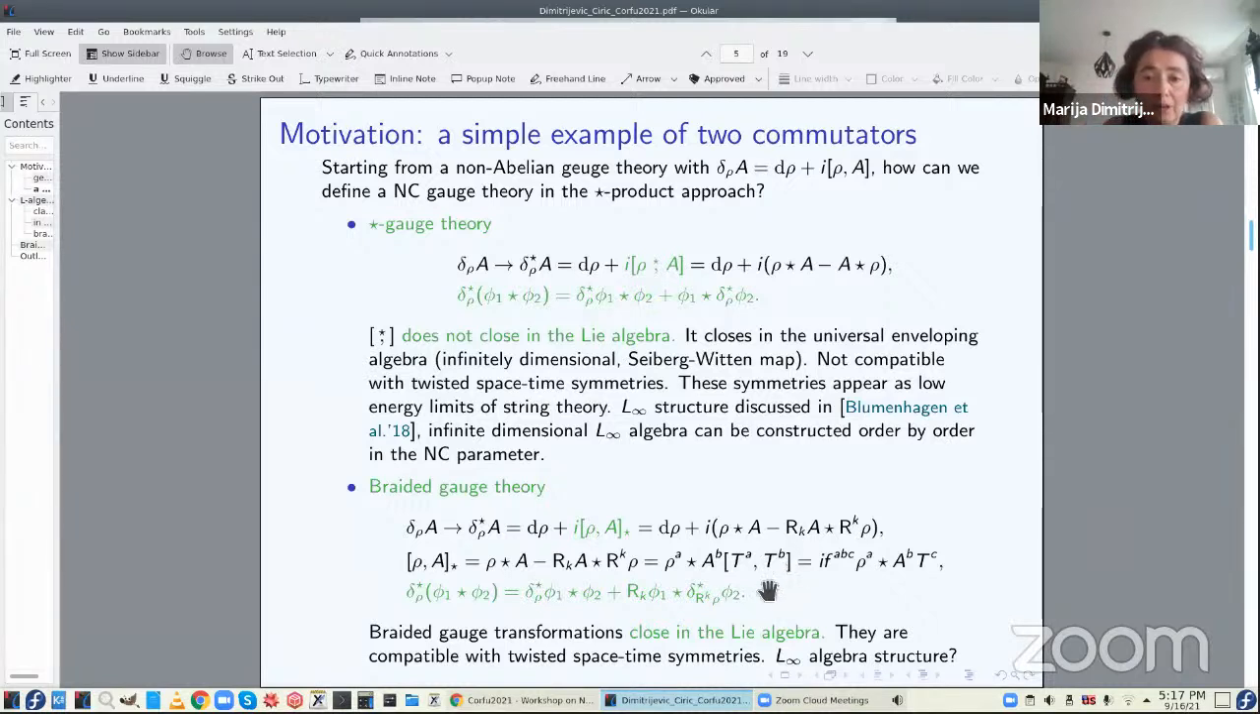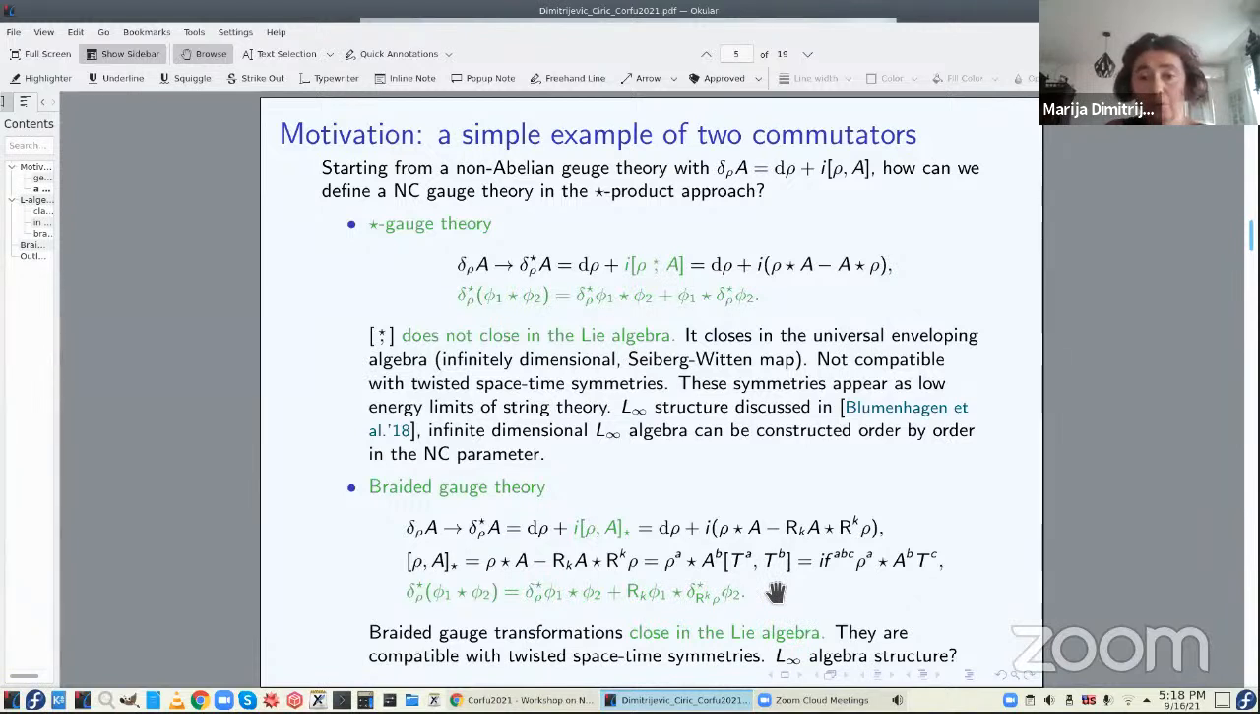But I think for the gauge field theory, it's something that we haven't used so far. So this might not be very nice, but nevertheless, it closes in the Lie algebra, and that is why we like it. And of course, the other thing that we like very much is that this way of defining non-commutative gauge theories is compatible with the twisted space-time symmetries, because, for example, twisted diffeomorphisms also have this kind of Leibniz rule. There is a bigger chance that we might construct something more consistent in this way.